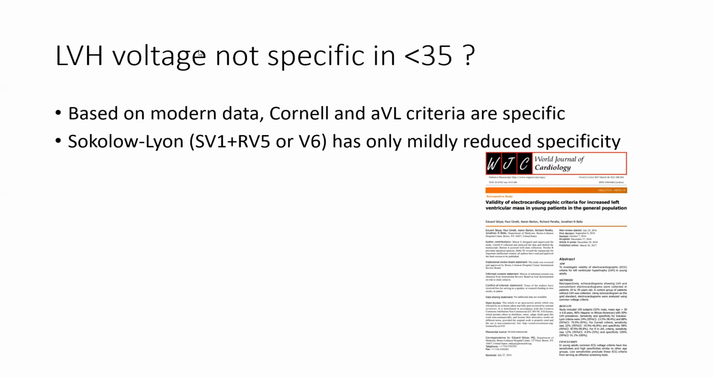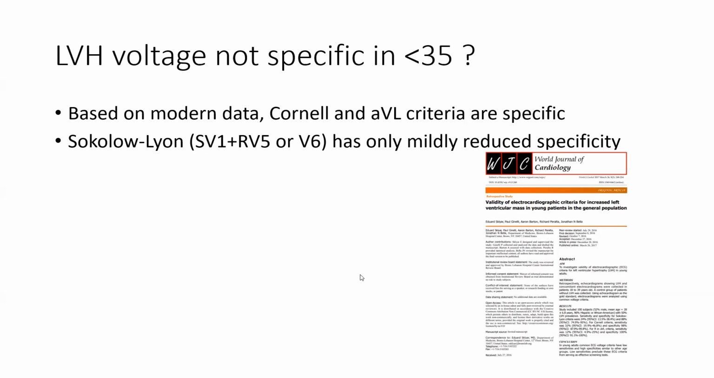Another important idea is it is widely thought that LVH voltage criteria are not specific in patients less than 35. That's because patients less than 35 are slimmer and they have less epicardial fat, therefore less attenuation of their QRS voltage and more pronounced QRS voltage, making the voltage criteria less specific. However, modern data suggests that those voltage criteria remain specific in the young, particularly Cornell and aVL lead criteria, and even the Sokolow-Lyon, which loses some specificity in the young, but remains fairly specific, as in this paper.